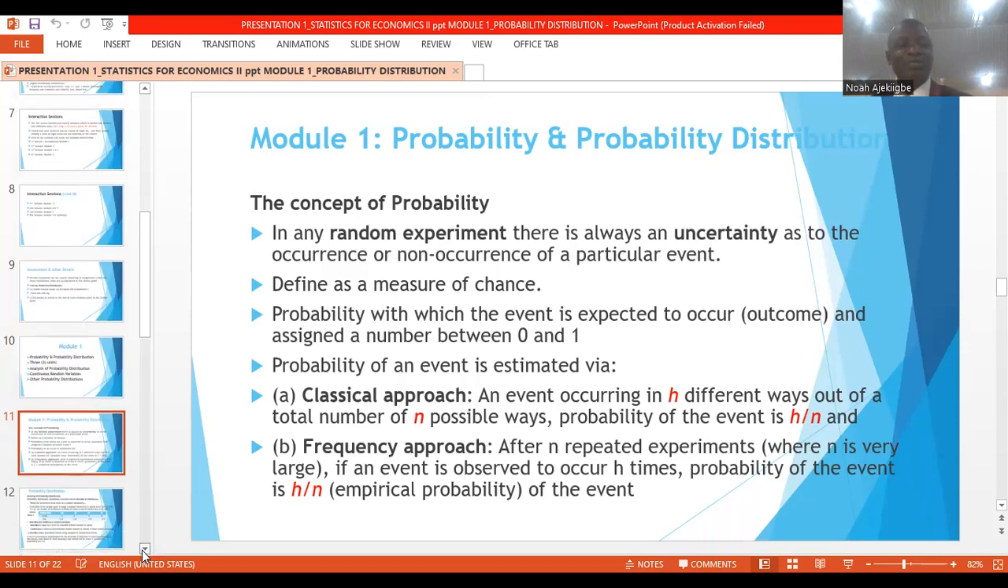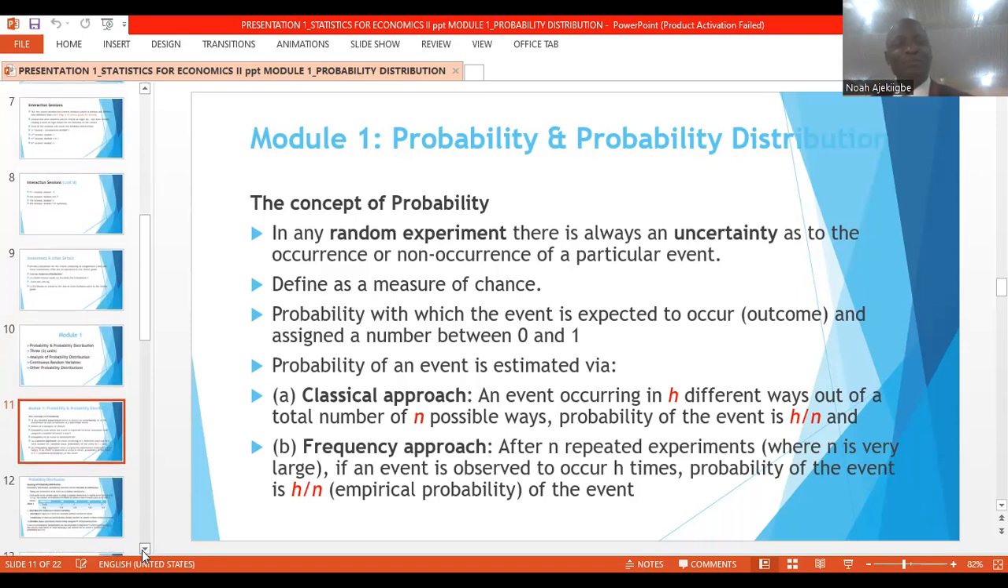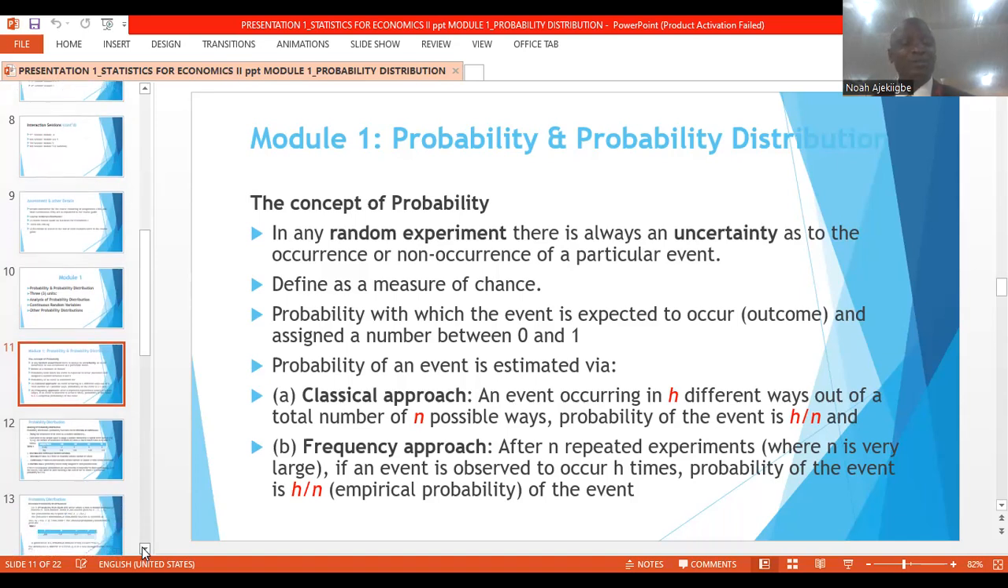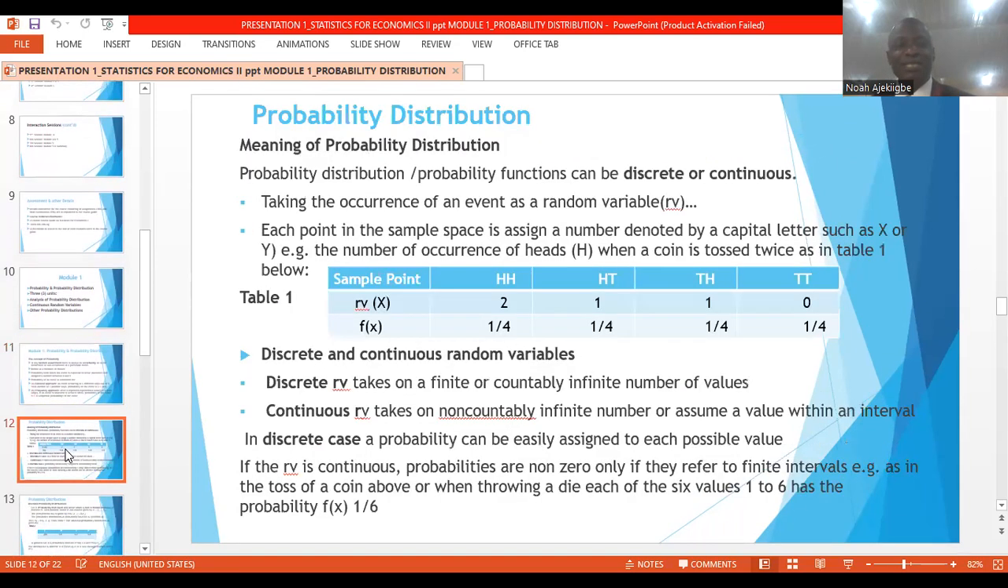So you see now that whether you use the classical approach in determining your concept of probability, or you use the frequency approach, it comes out to the same results. Now, the meaning of probability distribution.